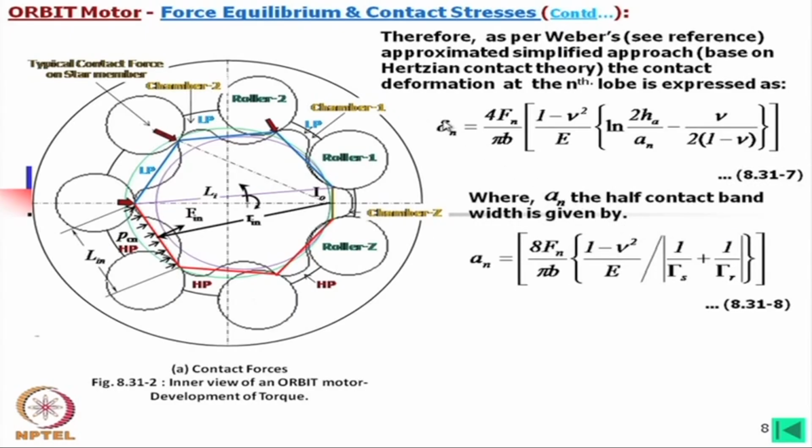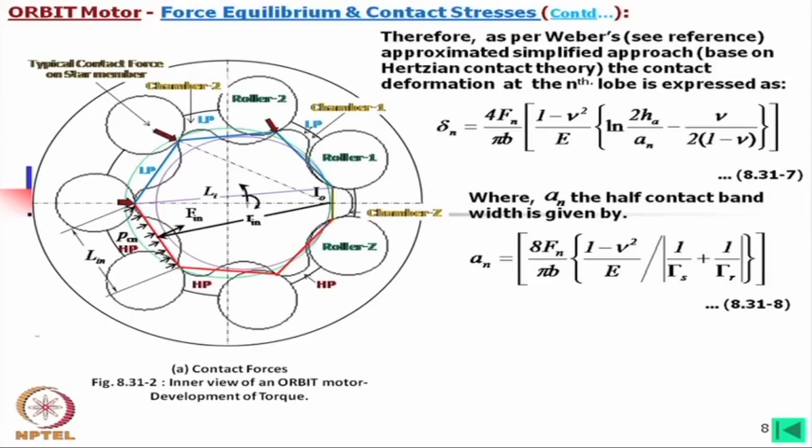A n is the half bandwidth, which is given by this formula. This is from Hertzian contact stress theory, so this is perhaps known to you. We have only written in this form. Here this is the contact radius of the star and this is the contact radius of the ring. But you should remember, this plus sign means both are concave.